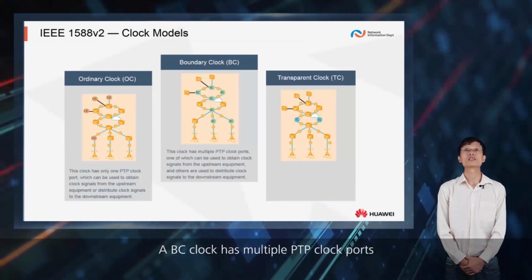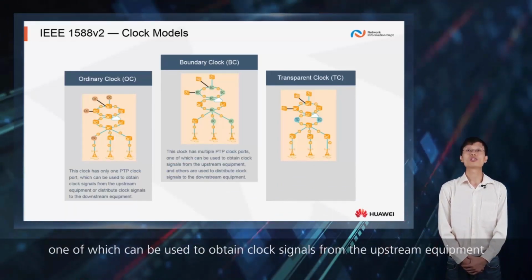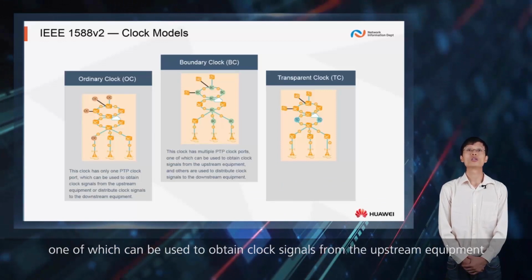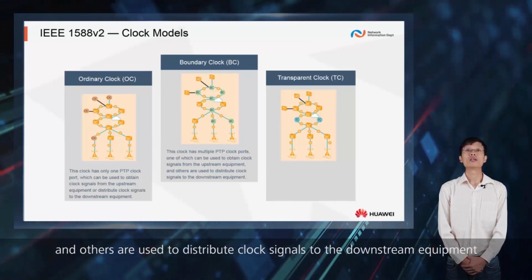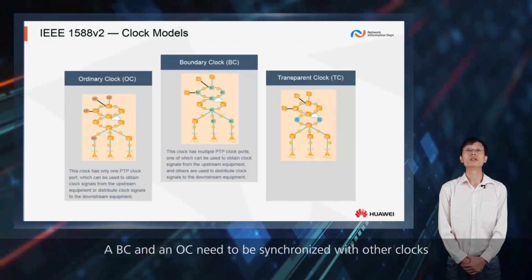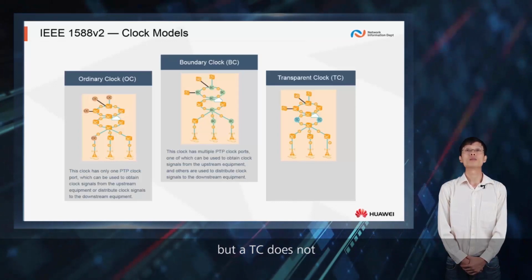A BC clock has multiple PTP clock ports, one of which can be used to obtain clock signals from the upstream equipment, and others are used to distribute clock signals to the downstream equipment. A BC and an OC need to be synchronized with other clocks, but a TC does not.